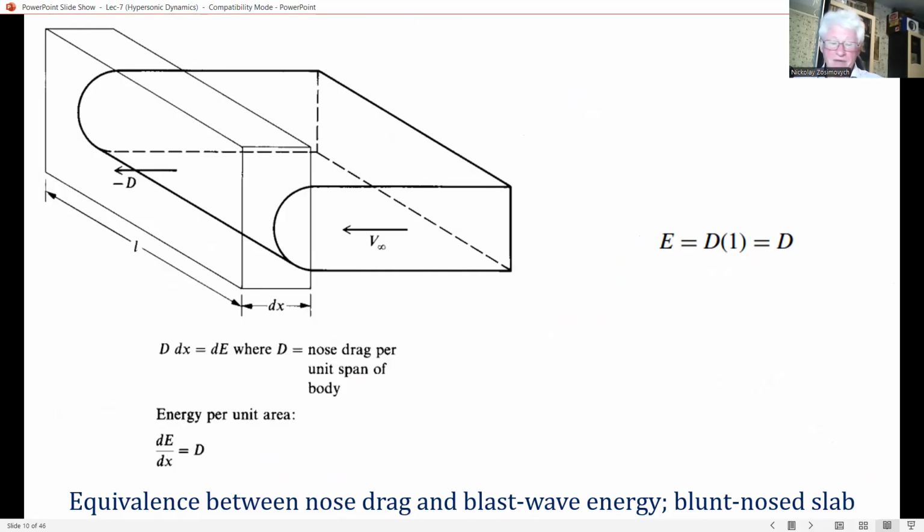From this equivalence, we see that the nose drag is equal to E. In turn, from this figure, considering a unit span and a unit length in the x direction, we see that E is the energy released over a horizontal plane of unit area. That is, E is the energy released per unit area.